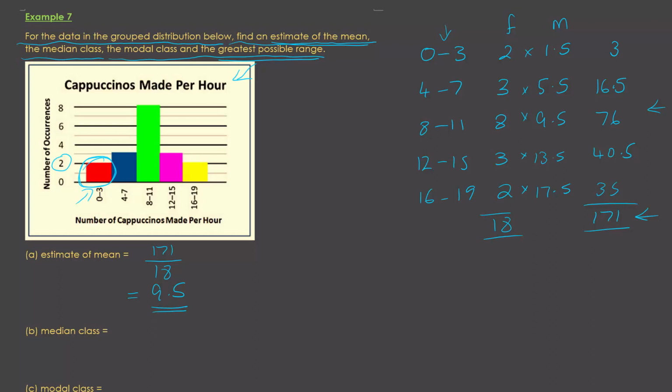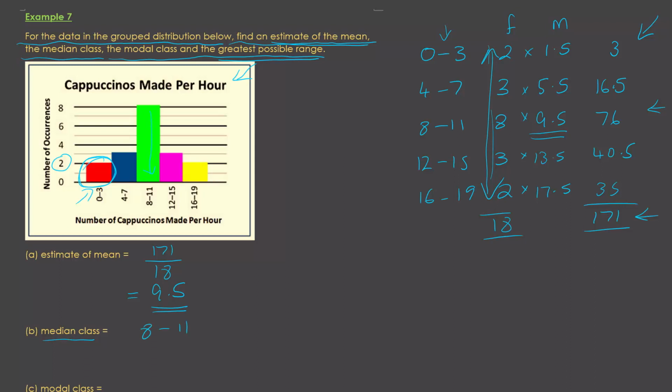Note how that is exactly in the middle, and I mentioned the fact that the data was symmetrical. Just look at the frequencies. We can see perfect symmetry there. So we'd expect the mean to be exactly in the middle, and we didn't really need to go through the process here. The median class is going to be in the middle, and so that's going to be 8 to 11.